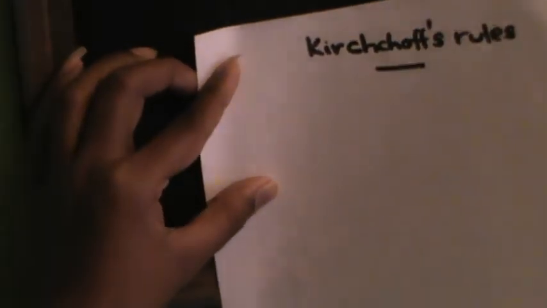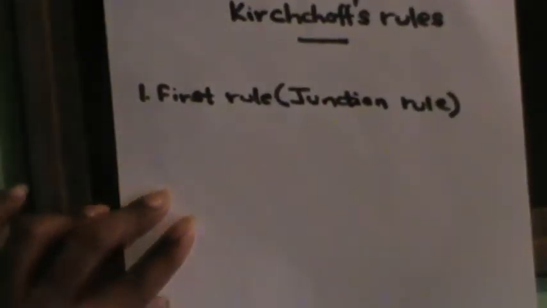As I mentioned earlier, Kirchhoff introduced two main rules to current electricity. The first rule is popularly called the junction law or the junction rule, because it explains what happens when current comes to a junction and goes away from a junction.